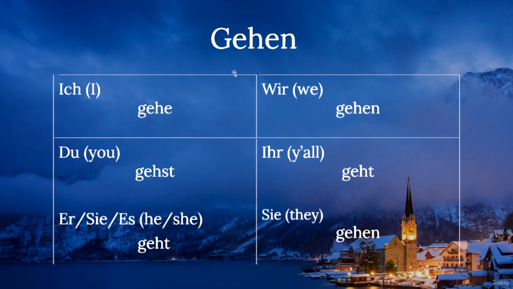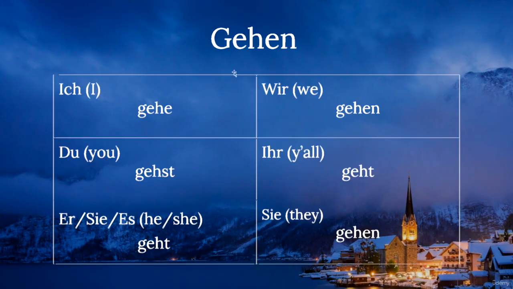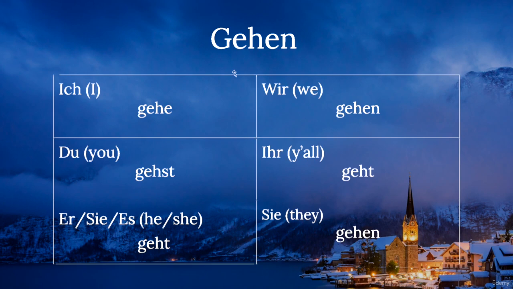Let's start with the verb gehen. I go means ich gehe. In this case, you delete the en at the end of the verb in the infinitive form, and you only put an e at the end. So it's ich gehe, I go. You go is du gehst.